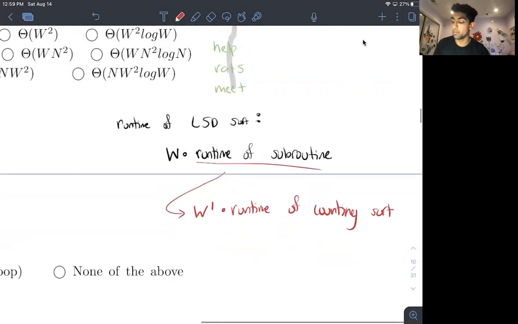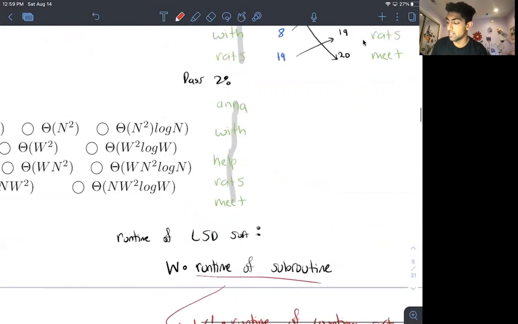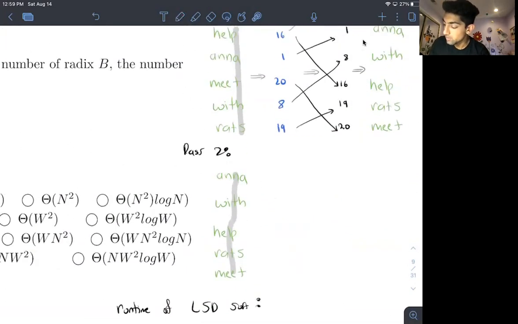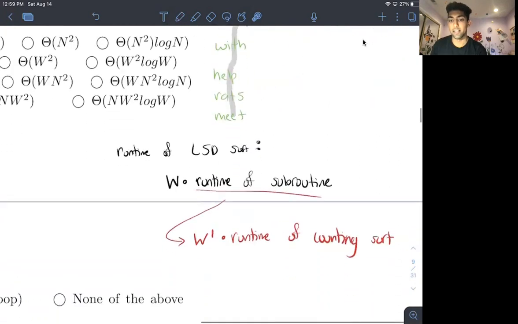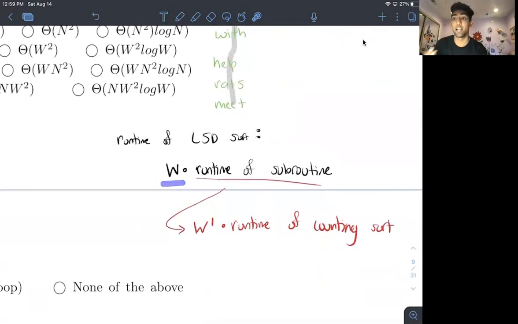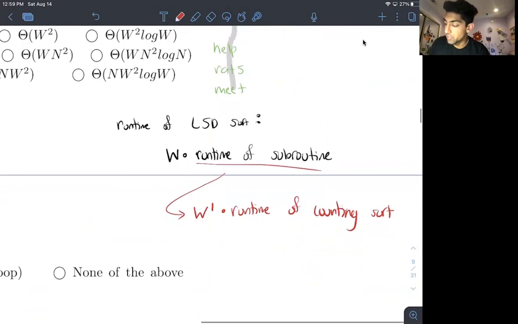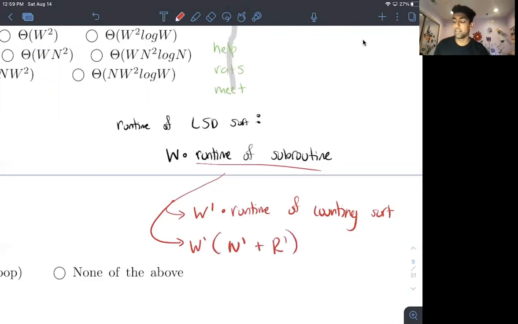Right? And the reason I use W prime here is because we don't really know the width of these numbers, right? So that's what W prime is referring to. It's referring to the width of the numbers that are passed in to LSD radix sort, right? We know the width here, that's the W that's given. This W prime is some width that we need to figure out, right? Well, we know that the runtime of counting sort is n plus r. So we have this right here.